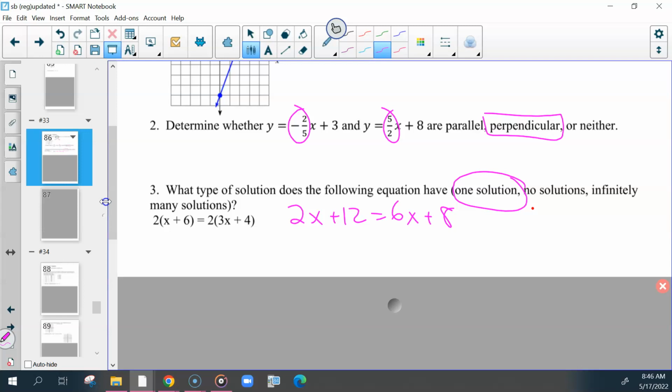There was no solution. These 2 would be the same, but these would be different. So like these would both be 2 and then 12 and 8, or both be 6. One solution would be like this. These would have to be different. Infinitely many of these would all be the same. So one solution would be x equals some number. No solutions, you'd have 2 numbers that don't equal each other. And infinitely many, you'd have the same number that equals each other, or 0 equals 0.